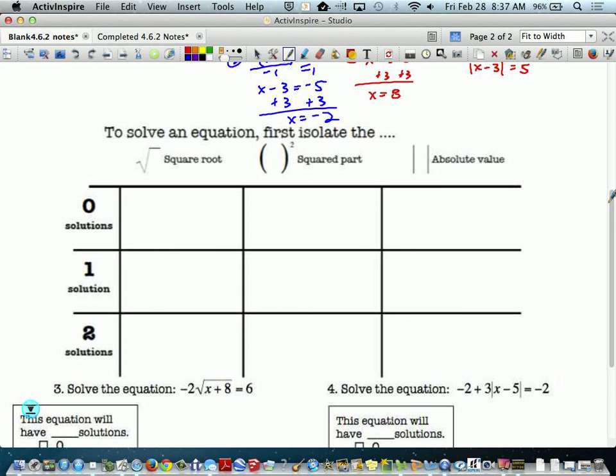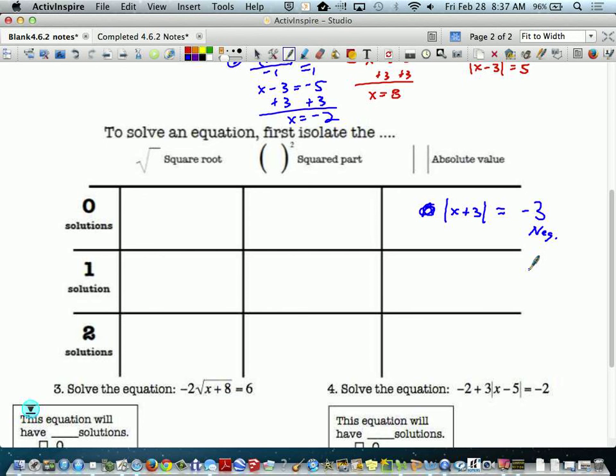So you've isolated your absolute value, got it all by itself. When are you going to have 0 solutions? When you have your absolute value equal to a negative. So if you do all your work and your absolute value is by itself, and that's equal to a negative, you're going to have 0 solutions.